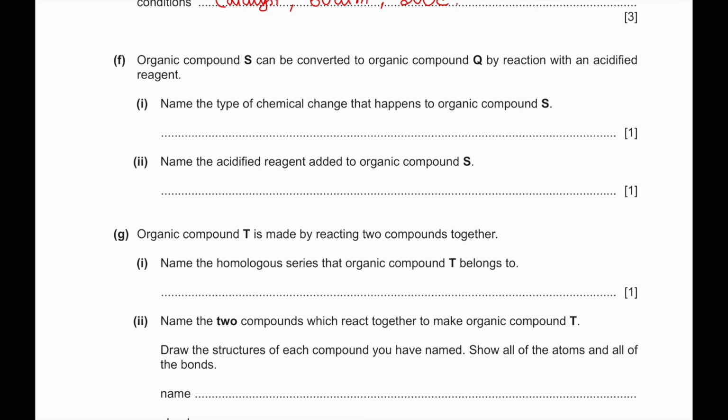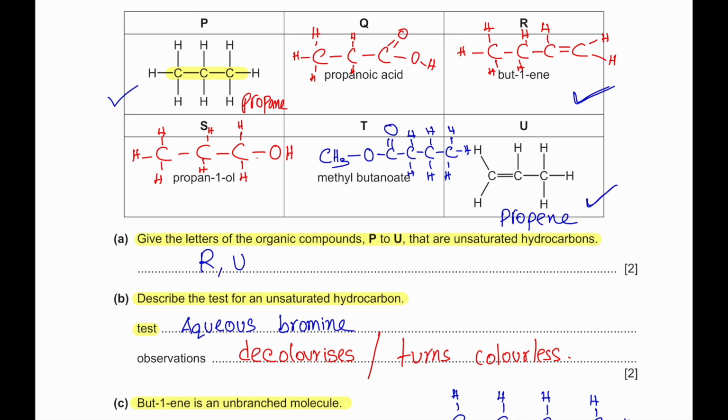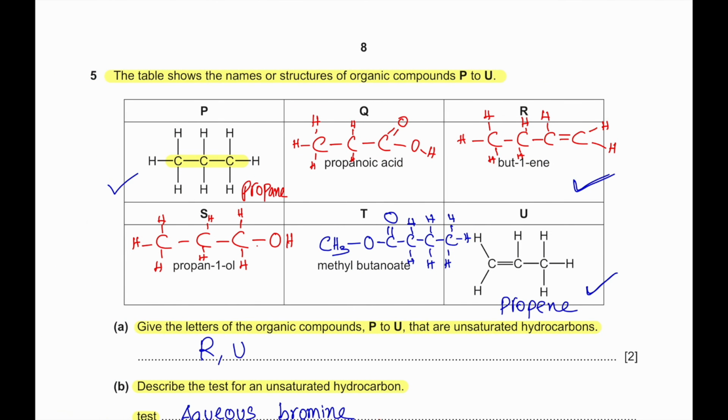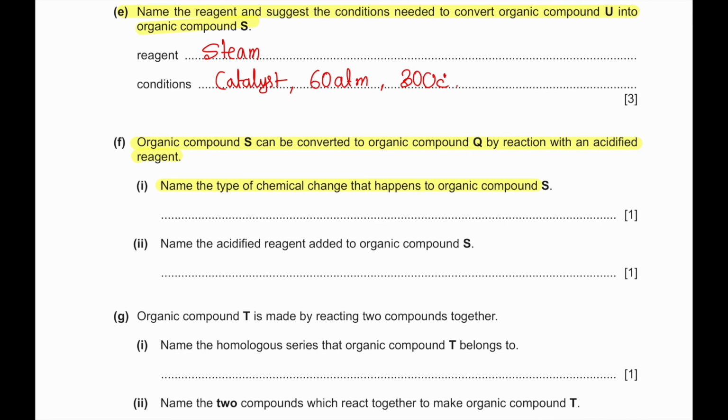Part F. Organic compound S can be converted to organic compound Q by reaction with an acidified reagent. Name the type of chemical change that happens to organic compound S. So organic compound S is propan-1-ol. It can be converted to compound Q, which is propanoic acid. So we want to convert propan-1-ol into propanoic acid. For that we will require an oxidizer, so an oxidation reaction must take place. Name the type of chemical change. The change will be oxidation.